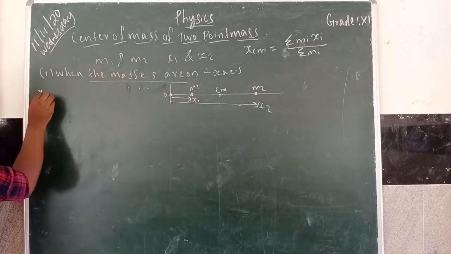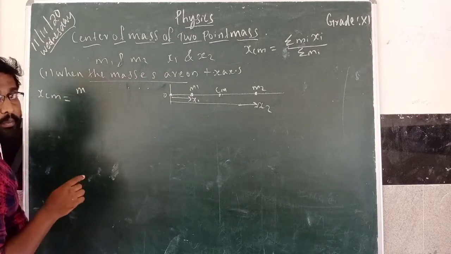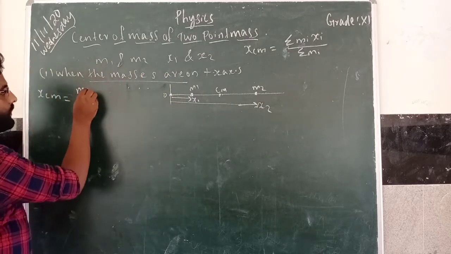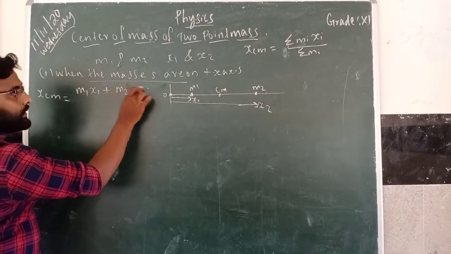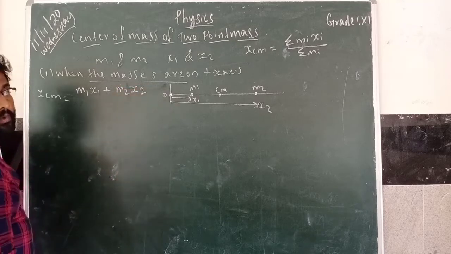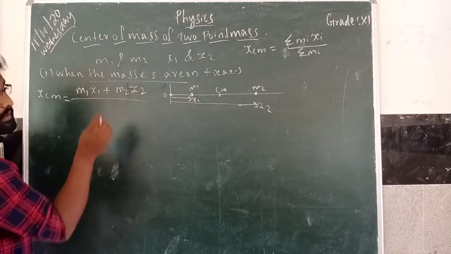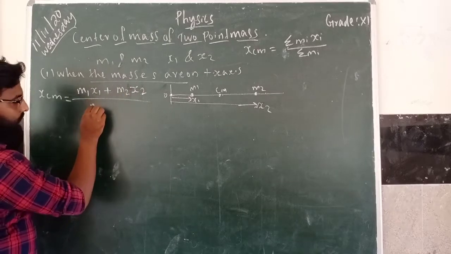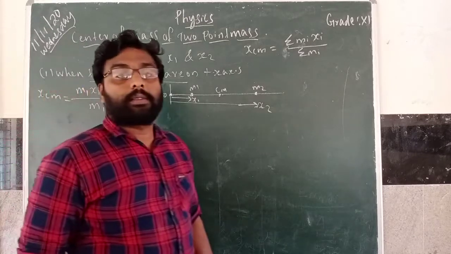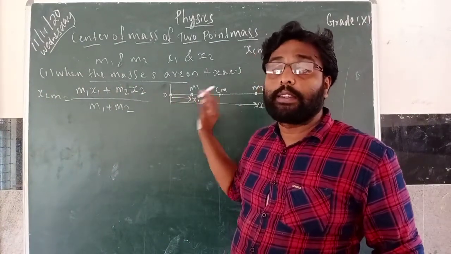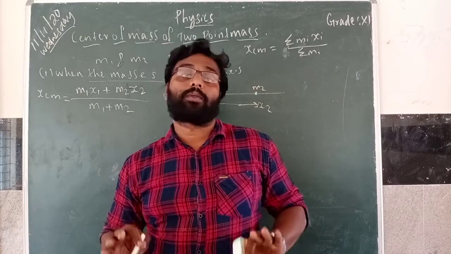You see, xcm equal to summation mi xi. Summation mi xi means all the masses and their positions: M1 at position x1, plus M2 at the position x2, divided by sigma mi. Sigma mi means the total mass, M1 plus M2. So this is the center of mass formula for these two masses kept at the positions x1 and x2 in an x coordinate system.